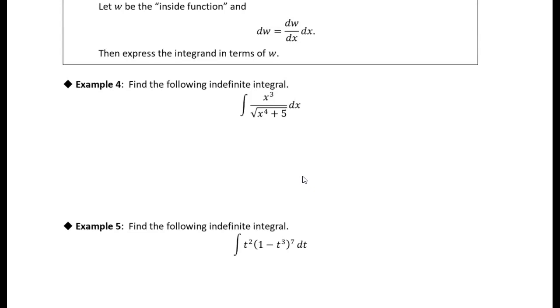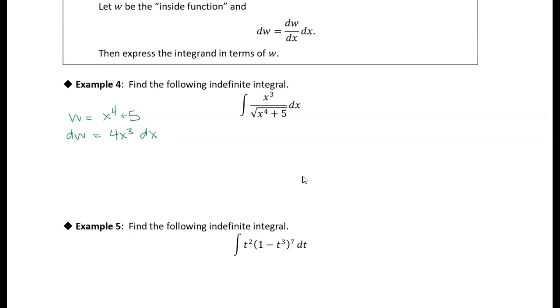Okay, we decide, where's the inside function? What's the outside function? Now I'm guessing it looks like this, x to the 4th plus 5 is a logical choice for the inside function. So I'm going to let w equal x to the 4th plus 5. Okay, now I just want to differentiate both sides. So I'm going to end up with dw is equal to 4x cubed dx.